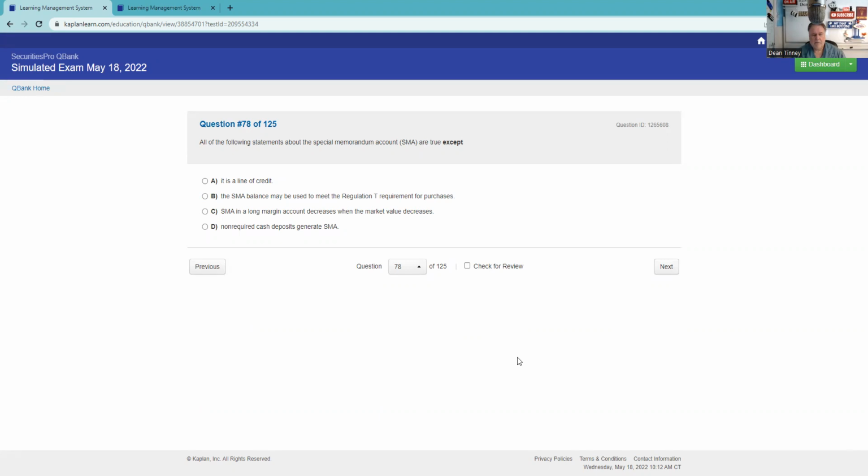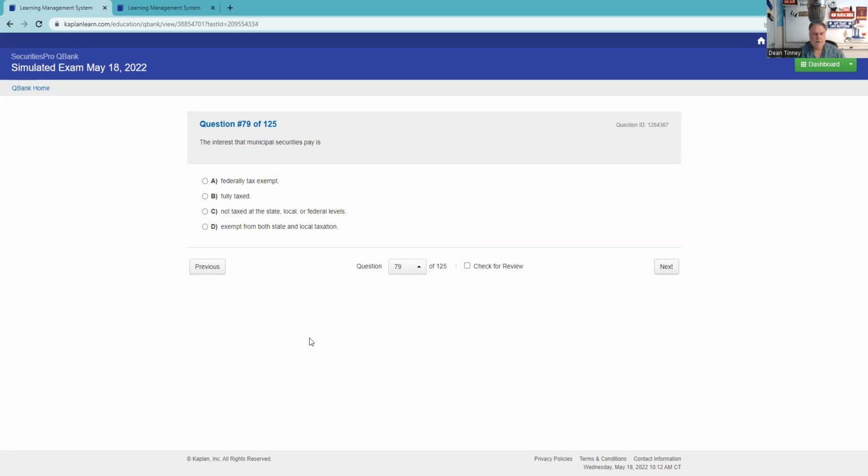B, the SMA may be used to meet the Reg T requirement. Yeah, if you have SMA, you can buy stock and not have to come up with additional money. That's true. C, SMA in a long margin account decreases when the market value decreases. No, that's the whole point of making the special memorandum, so that it doesn't go back down. It's a holding tank. If I didn't do that, you'd be using it in a way that might not be in your best interest. D, non-required cash deposits generate SMA. Yeah, because as a margin clerk, any cash coming in is used to pay down your loans. So C.